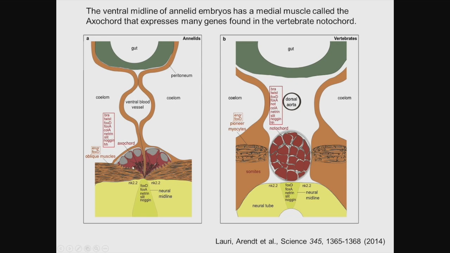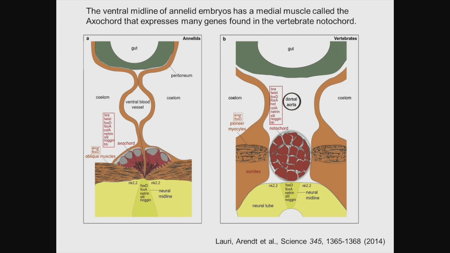And what Detlef Arendt found is that there is a muscle in an annelid. So this is an annelid, and this is an upside down chordate. And of course, there was an inversion during evolution, so he put it upside down. So that's the nervous system here. And in this muscle, the black things here are muscle fibers. He found that there are many genes that are present also in the notochord. The most famous one is brachyury, which is present in the notochord.